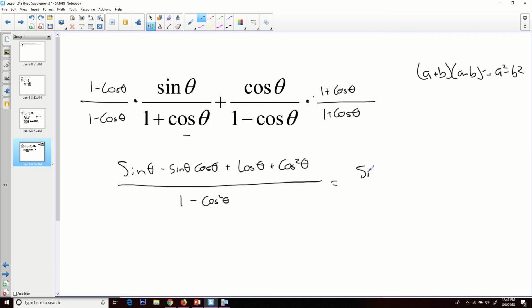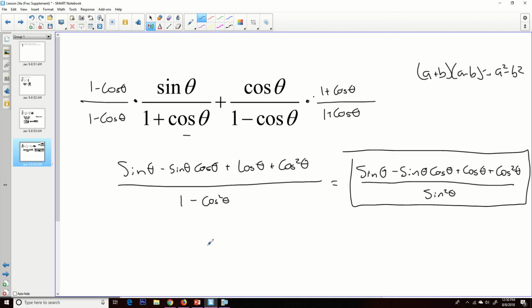So this will be sine theta minus sine theta cosine theta plus cosine theta plus cosine squared theta all over sine squared theta. I have no other terms that I can combine, and I have no factor because there's 1, 2, 3, 4, 5 different terms here. I don't have a common factor that I could factor out to reduce the denominator at all. So I think we are stuck with this as a final answer for that one.